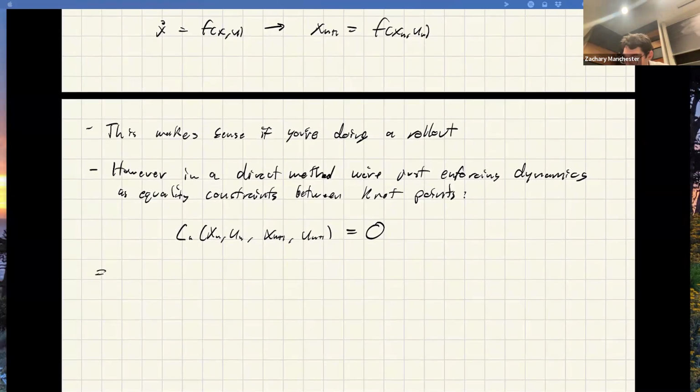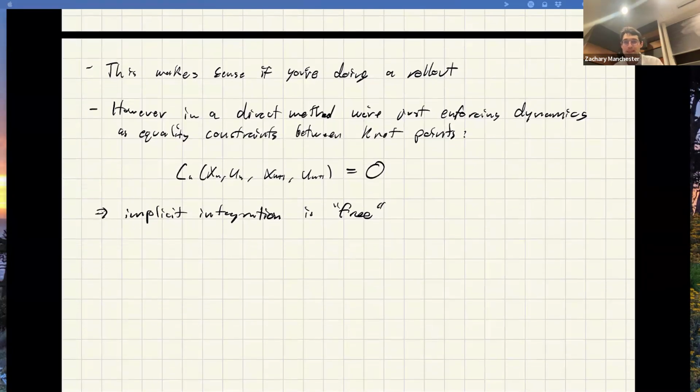So said another way, whereas in a rollout, implicit integration incurs a lot of extra work and extra computational cost, it's basically free in a collocation method. And so if that's the case, maybe you want to think about this a little bit more.